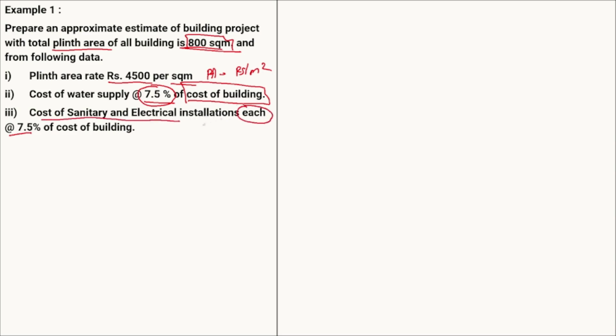Okay, this is the important term here: it is given as "each". Therefore, for the sanitary installation the cost will be 7.5%, and for the electrical installation again the cost will be equal to 7.5%.